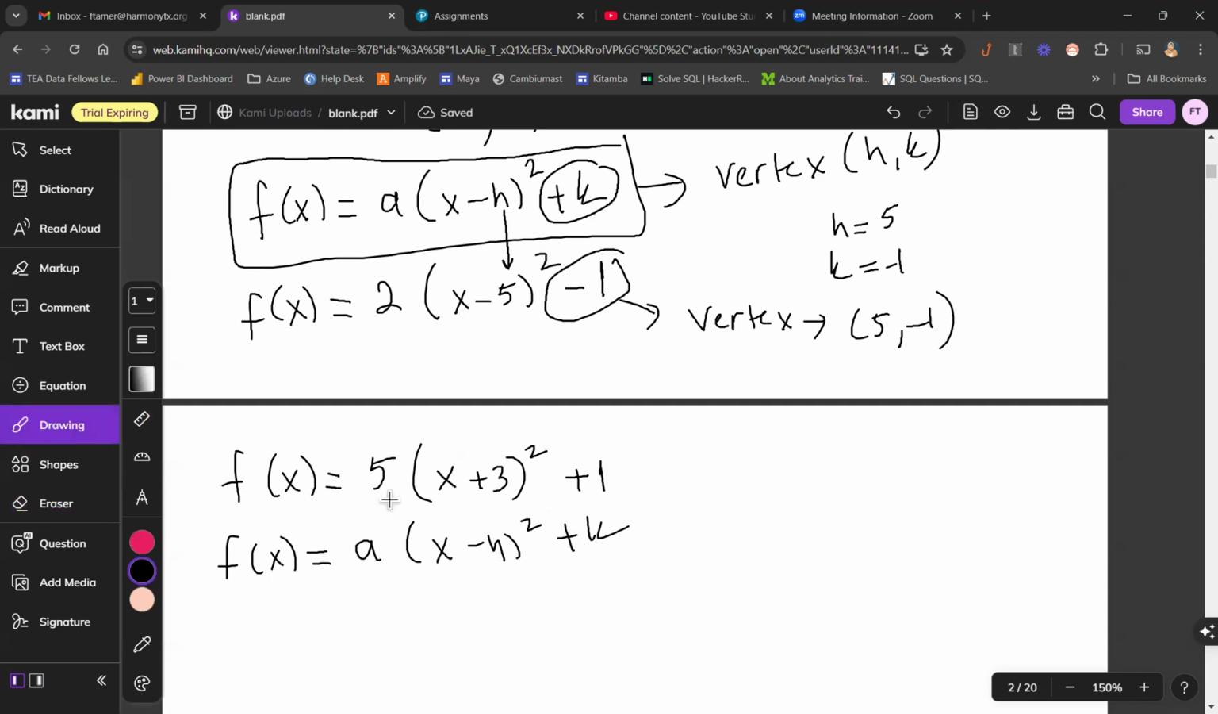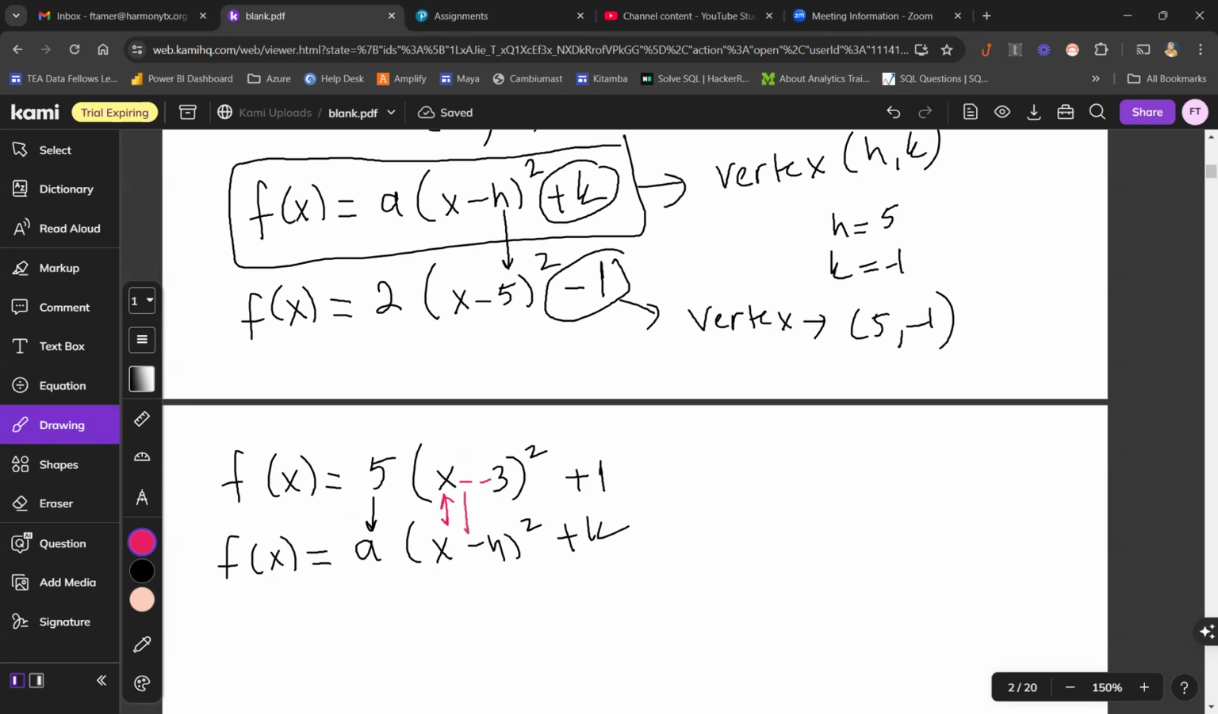So now this a is 5, which doesn't affect my vertex. But this is x and this is x. The formula needs a minus, but this number became a plus 3. How did this happen? Because instead of plus 3 here, I can just write it as minus minus 3, because minus minus 3 still gives me a plus 3. So I didn't change the question. I just changed how the question looks.